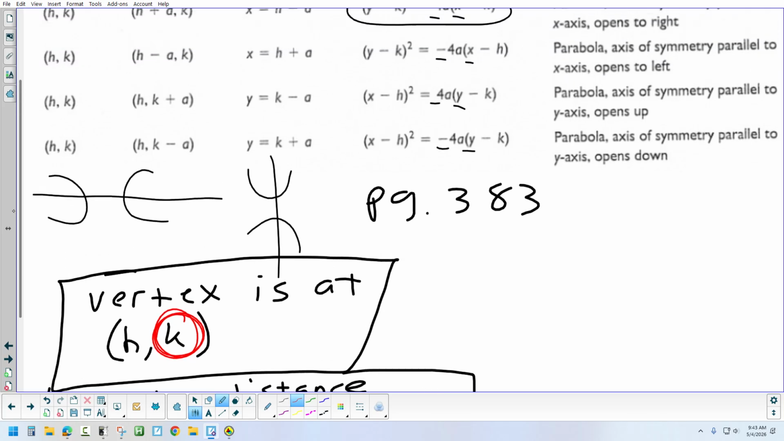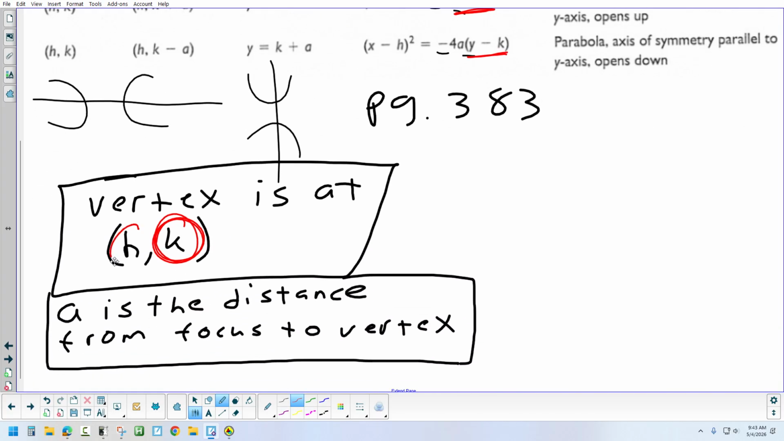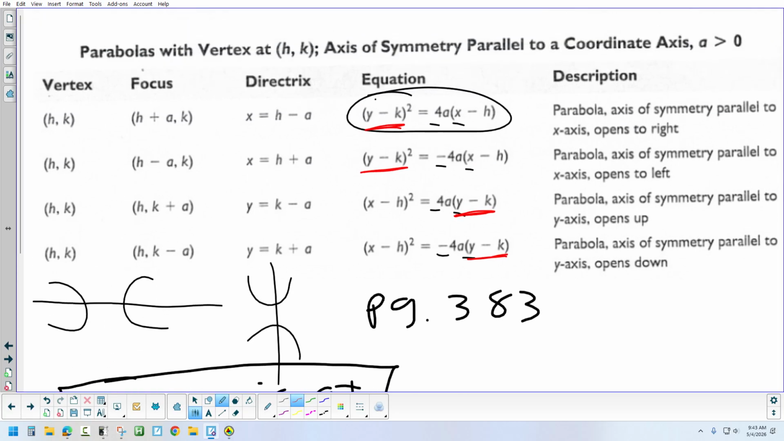The k always goes with the y in parentheses, whether it's on this side, the y is with the k, or it's on this side. X always goes with h. H is the x value of your vertex. So x always goes with h. You can't switch those. X with h, y with k.